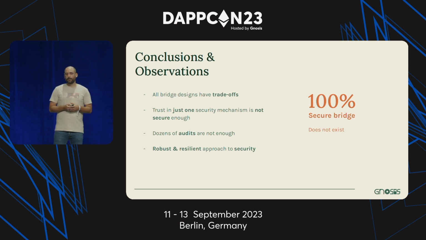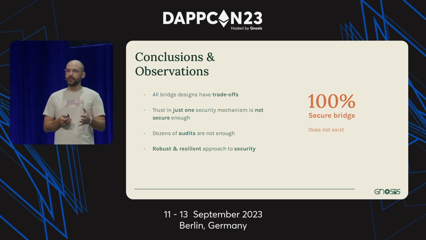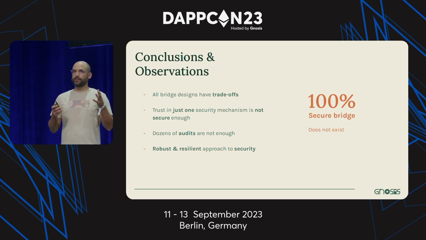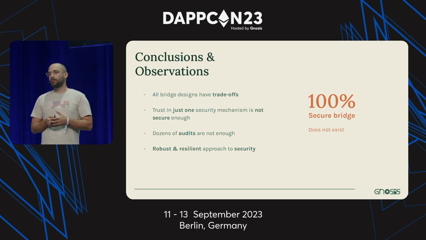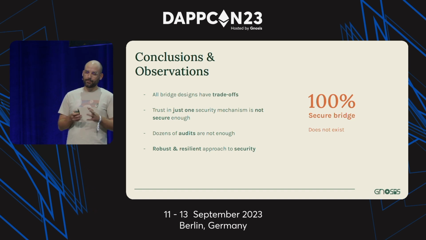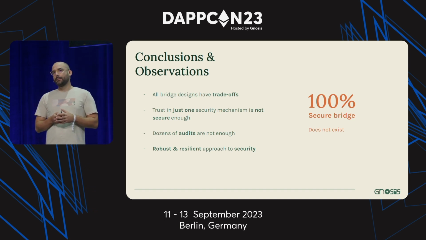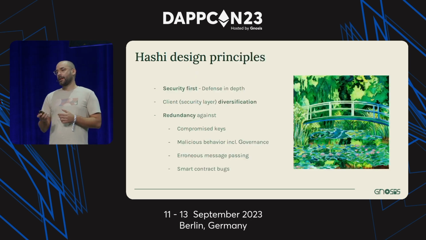The second point is that trust in just one mechanism, in one implementation, is not secure enough, even if dozens of audits are done. So we need a more robust and resilient approach to securing bridges. And if we summarize all of this in a couple of words, it is: a 100% secure bridge does not exist.